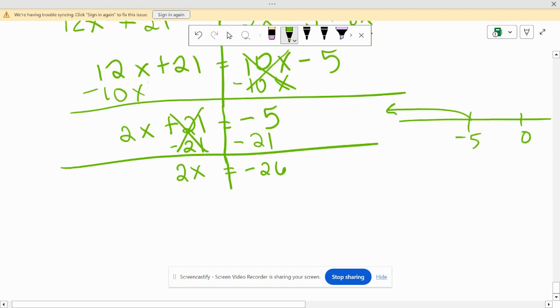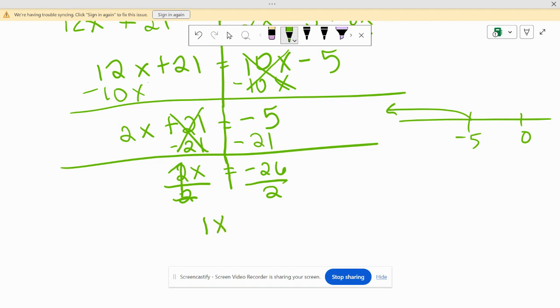All right, for my last step, I have 2 times a number equals negative 26. I know that I need to do the opposite of multiplying by 2 to isolate that variable to get x all by itself. The opposite of multiplying by 2 is dividing by 2. And so over here, when I have 2 divided by 2, 2 divided by 2 is 1. So I'm left with 1x. Negative 26 divided by positive 2 is negative 13. So my answer is x equals negative 13.